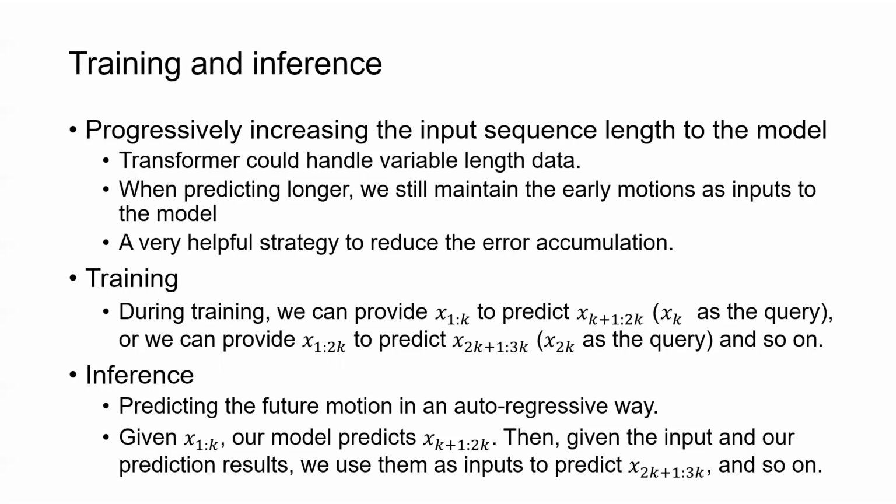During the inference, we can predict the future motion in an autoregressive way. Given x1 to k, our model predicts xk plus 1 to 2k. Then, given the input and our prediction results, we use them as inputs to predict x2k plus 1 to 3k, and so on.